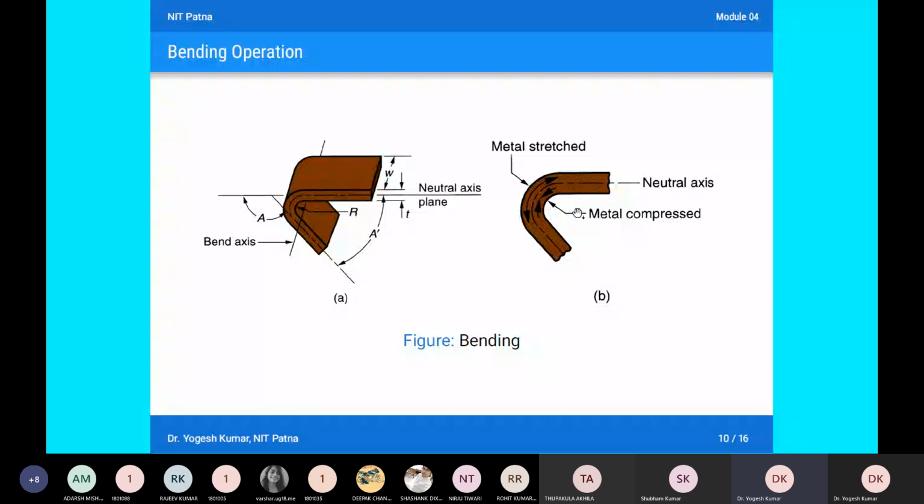There are different terms you can see here. This is called the neutral axis, this is your compressed metal, and this is your metal which is under stretching. Okay, so this is how the bending process is carried out.